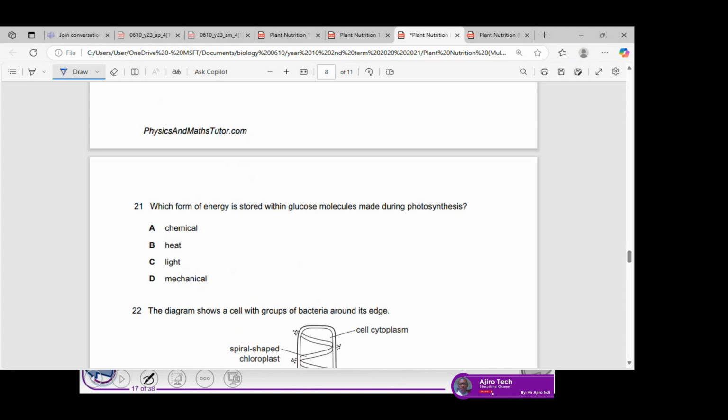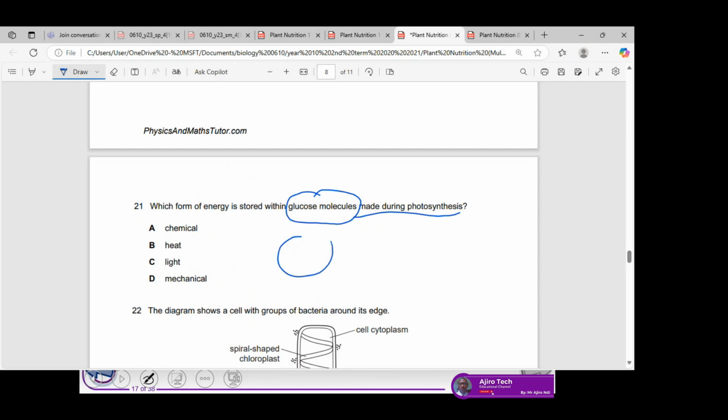What form of energy is stored within the glucose molecules made during photosynthesis? I think you might want to review your answer. Chemical. Chemical, because it's a biochemical process.